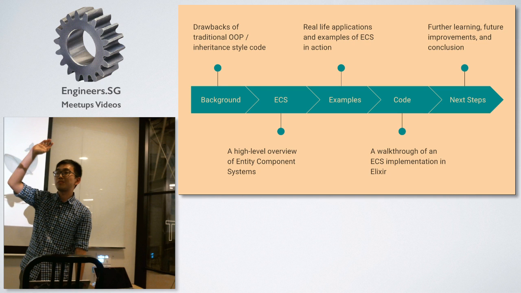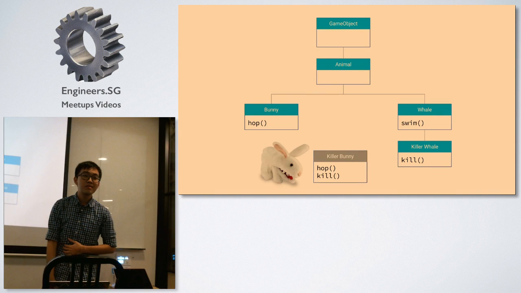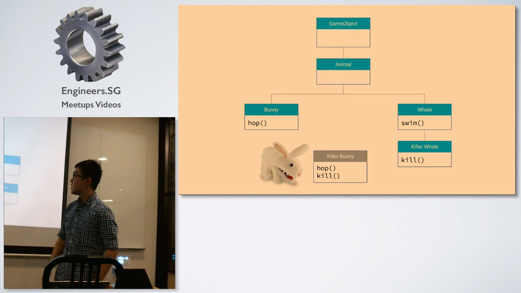But the problem with this sort of hierarchy is that what if you want to introduce a new entity, like a killer bunny, that can hop and kill? Where would this be in this hierarchy? It needs to hop, so then I guess killer bunny has to inherit from bunny. It has to kill, so I guess killer bunny has to inherit from killer whale. But then, bunnies don't swim. So it's not trivial to introduce entities, like the killer bunny, that don't fit into an existing hierarchy using standard class-based inheritance. So this is one of the issues that a lot of game developers face as the game grows more and more complex. The tree will grow deeper and deeper, and it gets harder and harder to introduce new domains and new entities. So here are some of the challenges that game developers face.